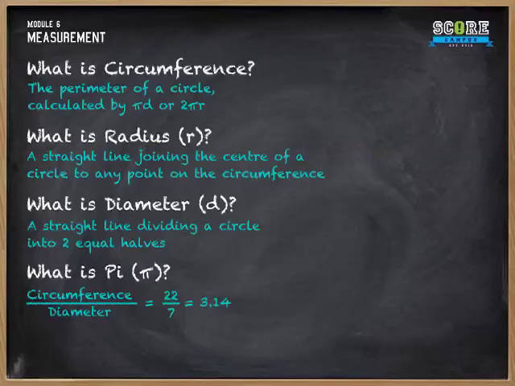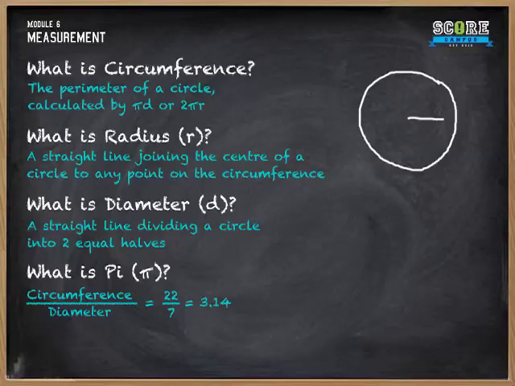Let's define some of these terms, shall we? What is circumference? Now let's draw this so that we can illustrate it a little bit better. Circumference is the perimeter of a circle, calculated by a little formula which is pi d or 2 pi r. So this r stands for radius. What is a radius? A radius is a straight line joining the center of a circle to any point on the circumference, just like what is drawn right there.